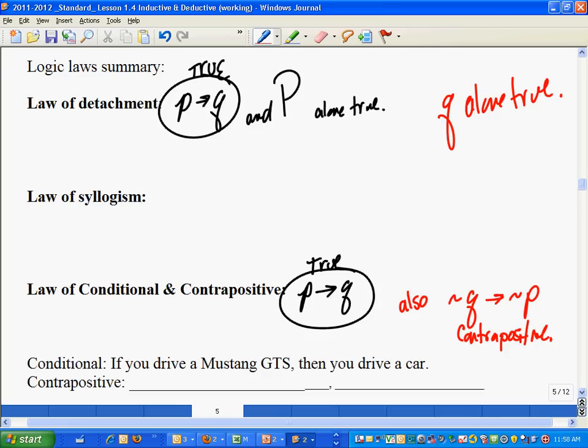Now, circle, connect. The conclusion is, if you have good grades, then you get a good career. That's a syllogism. We connect the first to the third. That's a third statement.